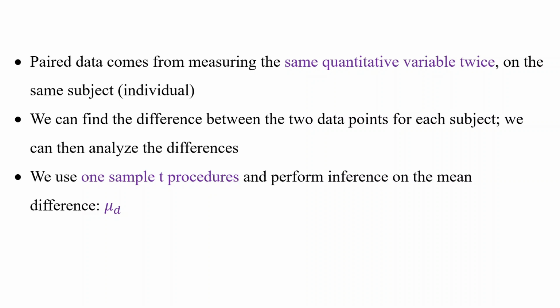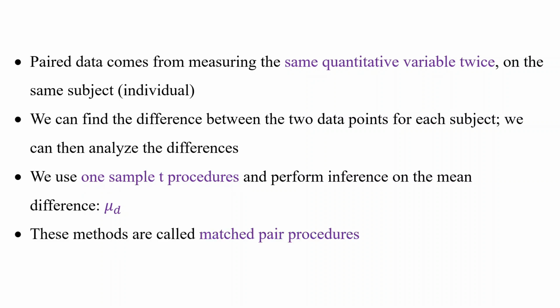Okay, so this is why we're talking about it right now, and it's getting brought up right after our significance test for means, because we're using the same procedure. We're just using it on a different type of study, a comparative study. These methods that we're going to do are called matched pair procedures.